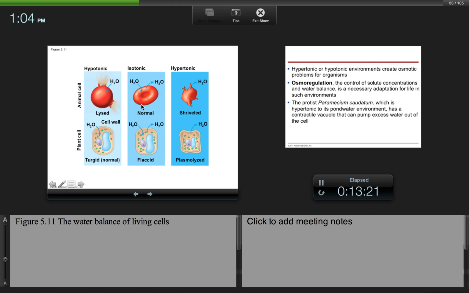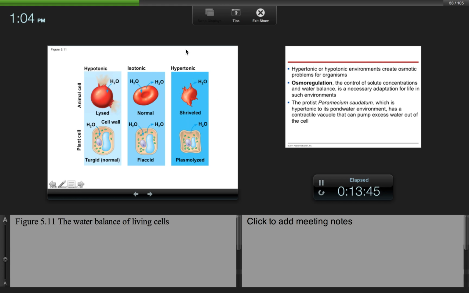In an isotonic solution, this is the ideal environment for an animal cell because water is entering and leaving at the same rate. For a plant cell, it is not ideal because the plant cell needs to have a lot of water in order to undergo photosynthesis. If it has the same amount of water entering as is leaving, the cell will become flaccid.